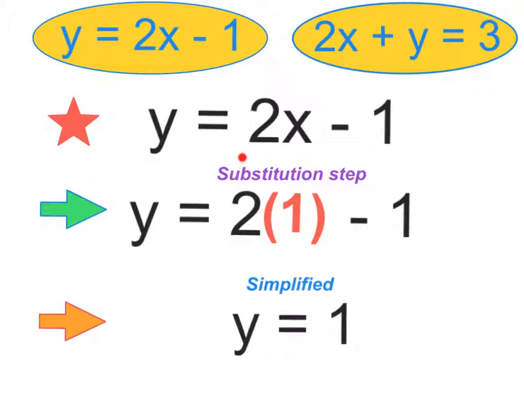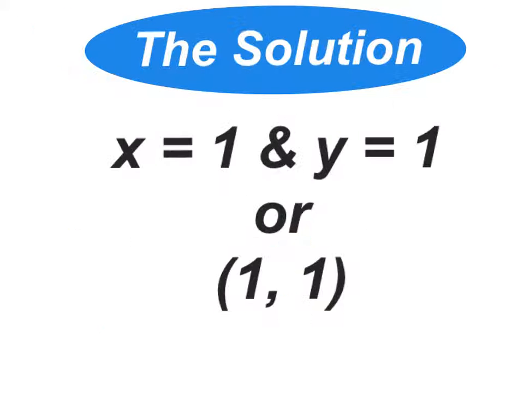So now because this first equation meant y equals 2 times x minus 1, when I put a 1 in place of x, now y equals 2 times 1, which gives me 2, take away 1 gives me 1. So y equals 1 here. And this is the solution of my system of equations. x is equal to 1, y equals 1, makes both of those equations true simultaneously. Now, another way that you can write this is by using an ordered pair such as this. (1, 1) will work as well.